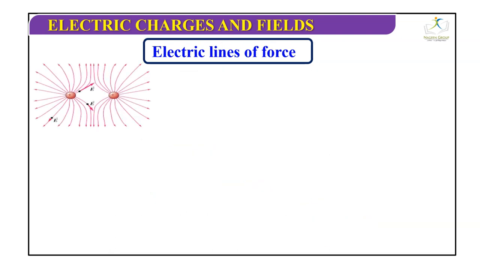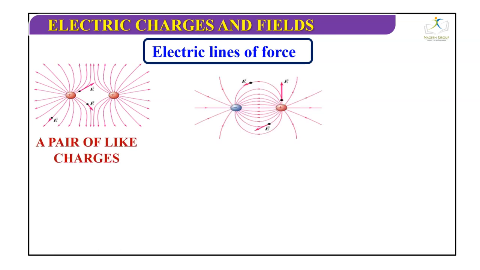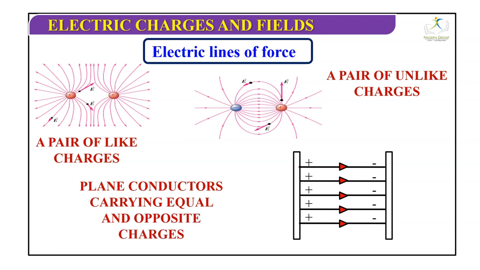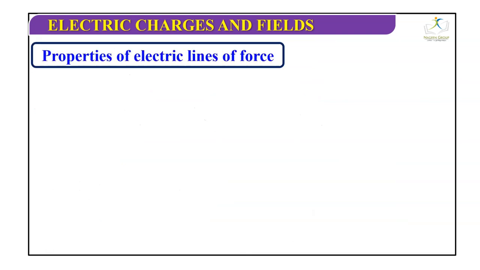Now, if we take two similar or like charges, as you can see, the electric field lines start to repel each other. So a pair of like charges looks like this, and a pair of opposite, meaning unlike, charges will attract each other. So a pair of unlike charges looks like this. For a plane conductor carrying equal and opposite charges, the electric field is uniform in that scenario.